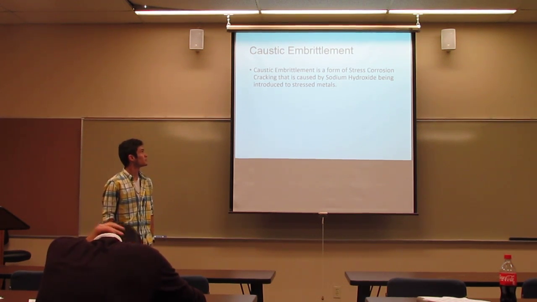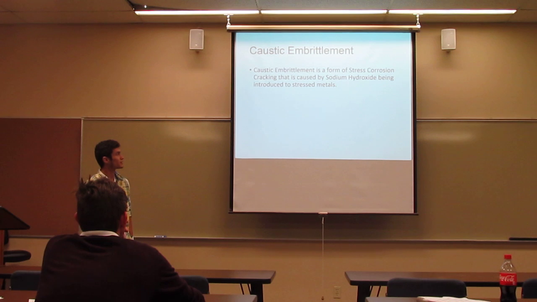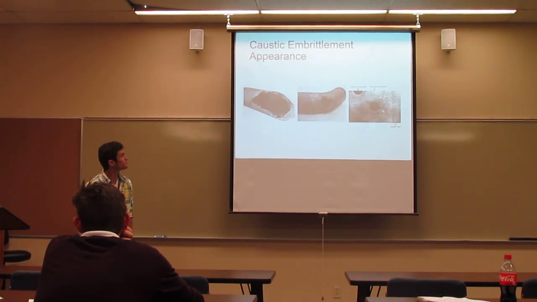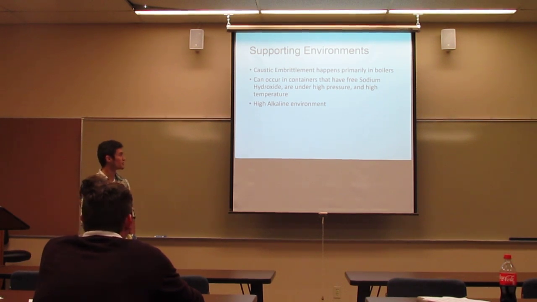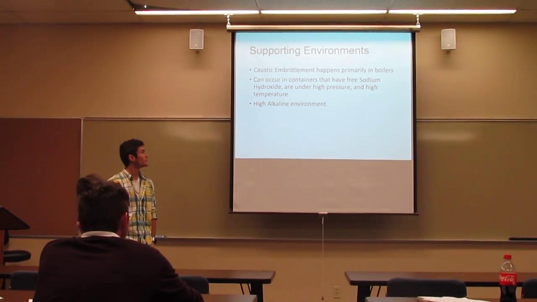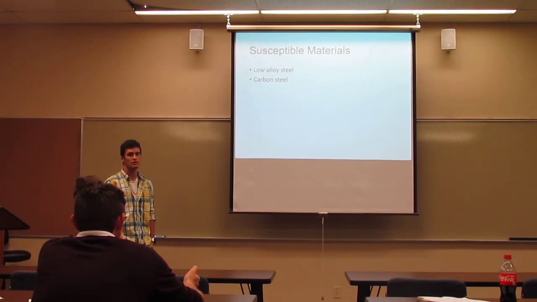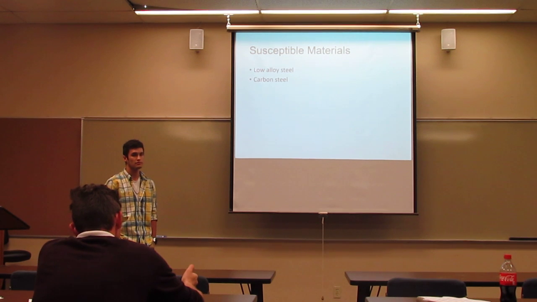The next one's going to be caustic embrittlement. Caustic embrittlement is a form of stress corrosion cracking that is caused by sodium hydroxide being introduced into stressed metals. Here's the pictures. Supporting environments: caustic embrittlement happens primarily in boilers. It can occur in containers that have heavy sodium hydroxide and are under high pressure and high temperature. It also can happen in high alkaline environments.